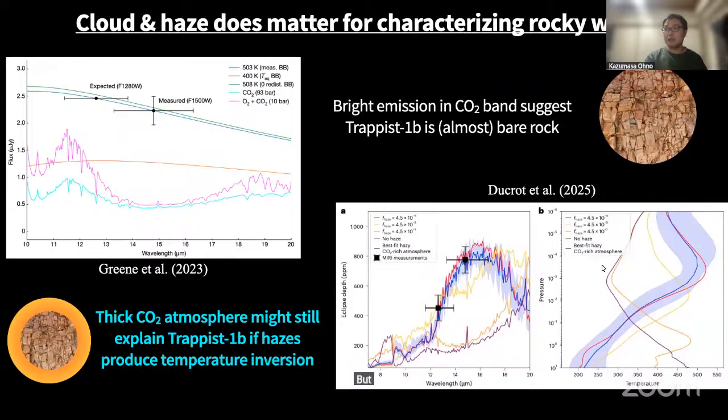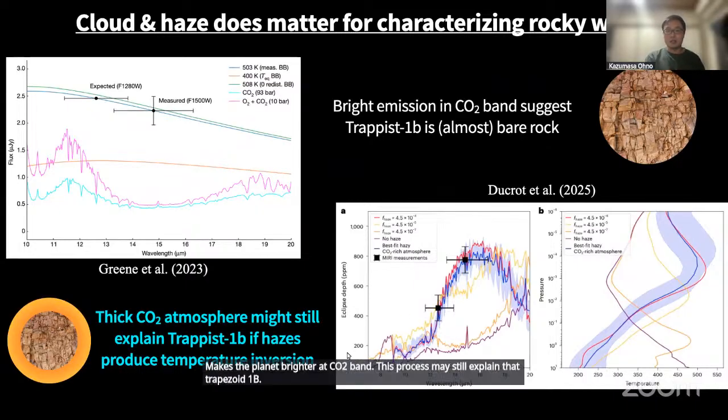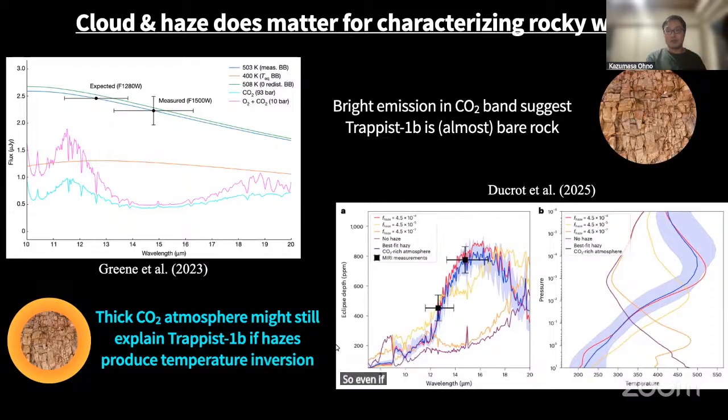But if the temperature inversion is there, the CO2 absorption rather makes the planet brighter at the CO2 band. This process may still explain TRAPPIST-1b, even if a thick CO2 atmosphere is present on the planet.